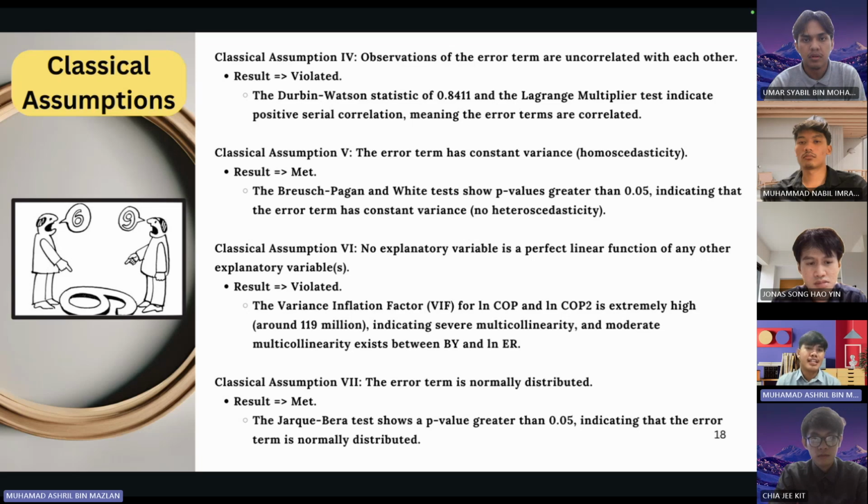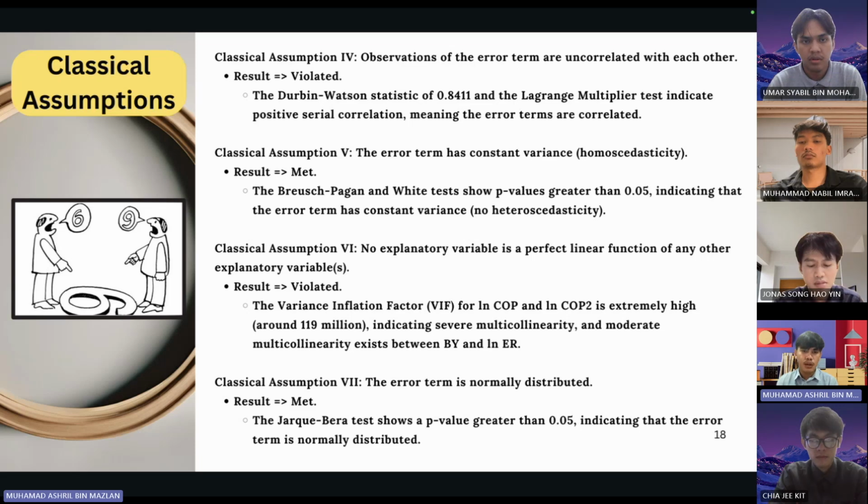And then for classical assumption number 6, no explanatory variable is a perfect linear function of any other explanatory variables, which is violated based on the VIF just now. Also, based on the bond yield and the exchange rate, we have a moderate multicollinearity for bond yield and exchange rate.